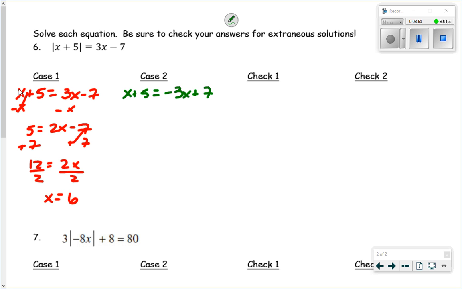Case 2, I'm going to start and I'm going to add 3x to both sides. X plus 3x is 4x. And I need to subtract 5 from both sides. 4x equals 2. Divide both sides by 4. X equals 1/2.